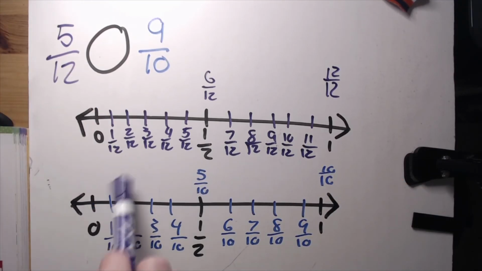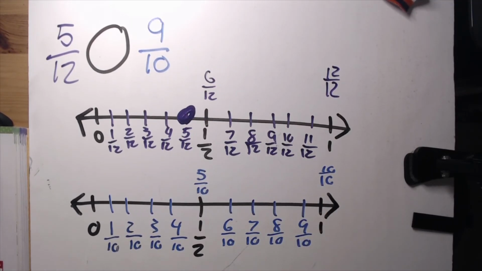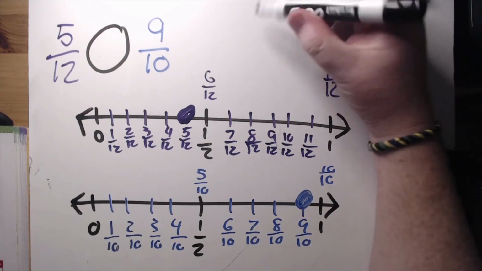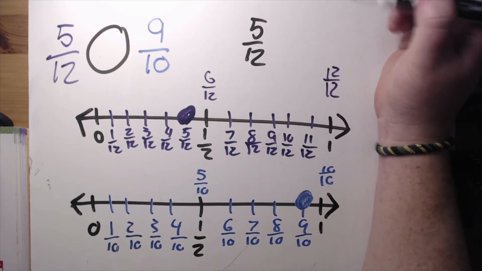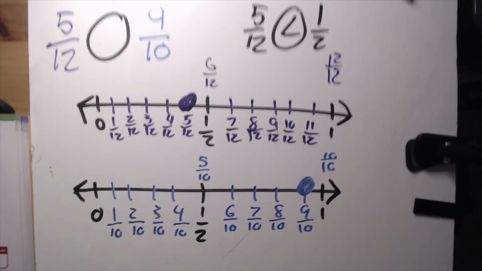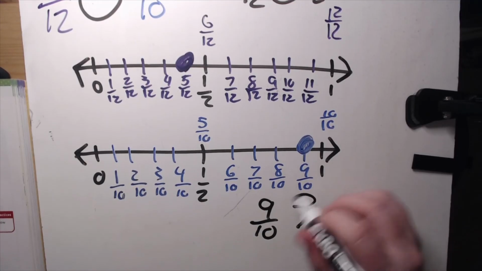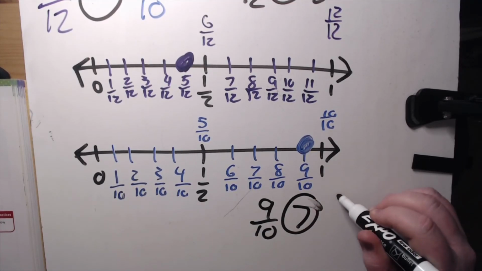So now, we're going to mark these numbers on their number lines. So we're going to take 5 twelfths, and we're going to put a big old purple circle right there. And then we're going to take 9 tenths and put a big old purple circle right there. So, now we need to go back to comparing these problems. Well, first things first. We see on our number line that 5/12 is less than 1/2. If we were to do that comparison problem, that's what it would look like. And also, down here, we see that 9/10 is greater than 1/2.